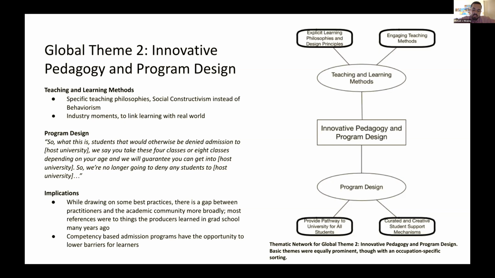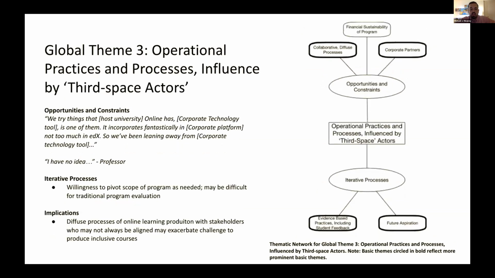And then I think it's worth noting, again, as we heard yesterday from our colleagues from Finland, that competency-based admissions programs at scale really may have the opportunity to lower barriers for learners.